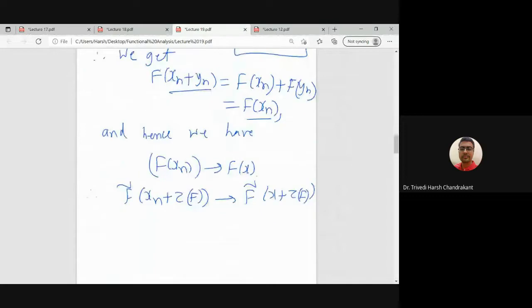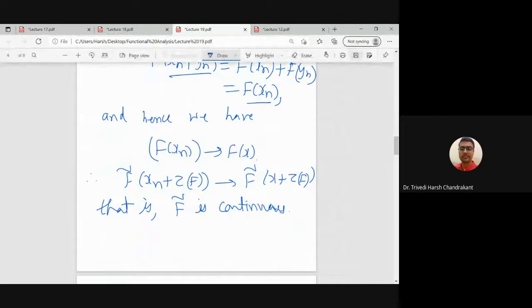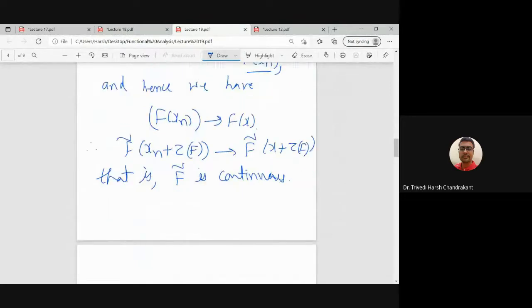That is, f tilde is continuous. So we proved one part of the theorem, that whenever f is continuous, the kernel is closed and f tilde is continuous. Now the converse part.